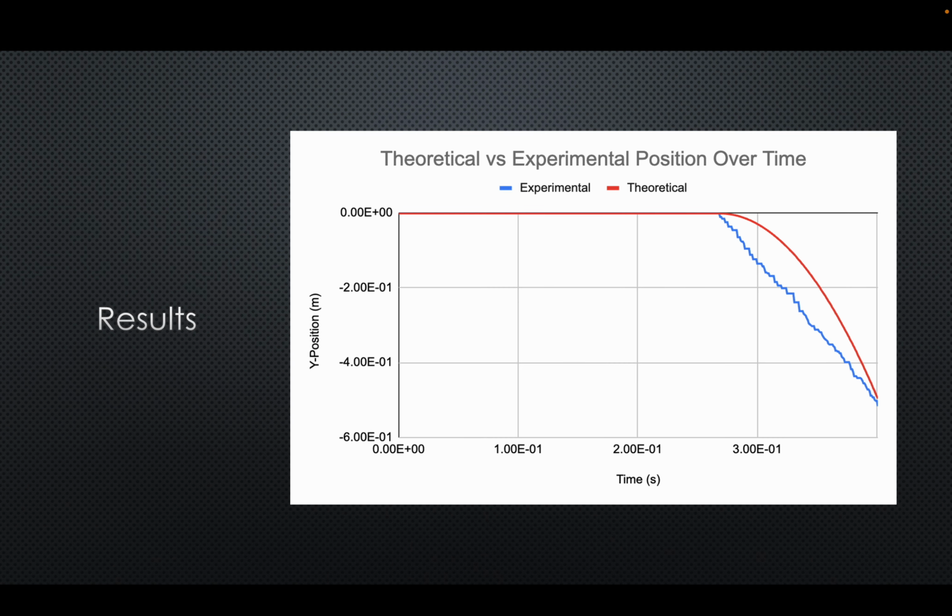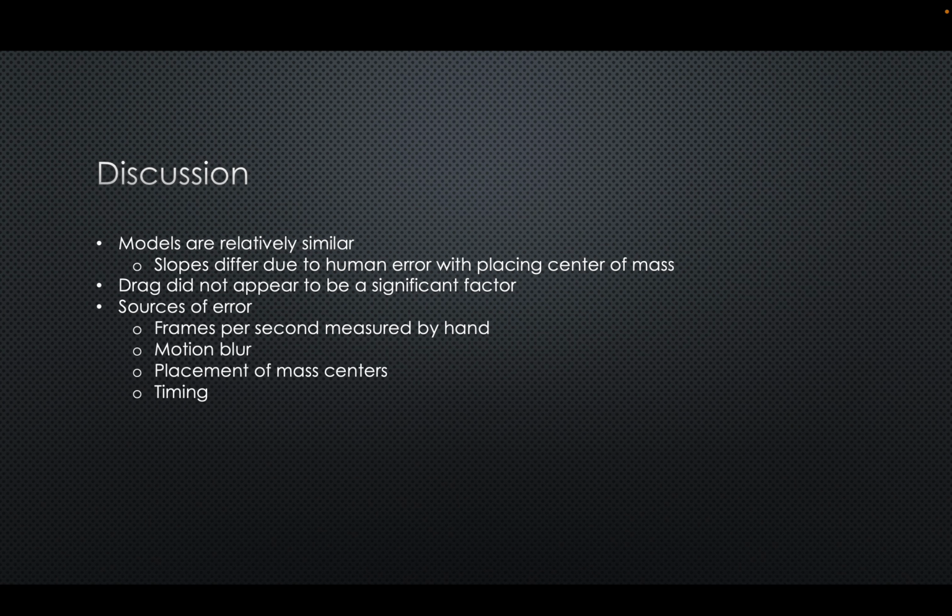This is the result of my lab. The blue line represents the Tracker analysis and the red line represents the GlowScript code. As you can see, they both start and end the same, but the slope downward is slightly different, mainly due to some frames per second errors and mass placement errors in Tracker. And that's reiterated here. Models are relatively similar.